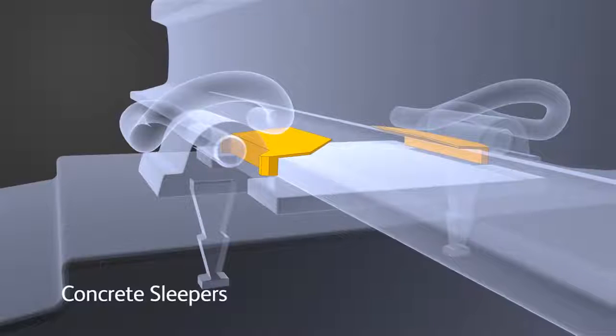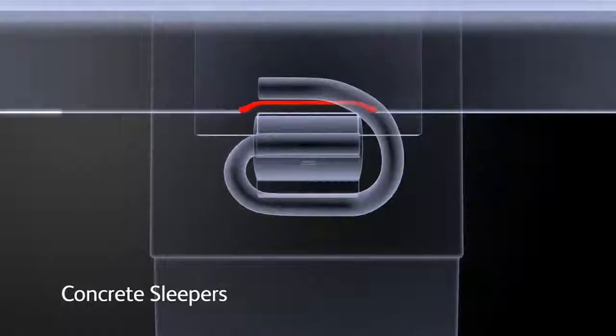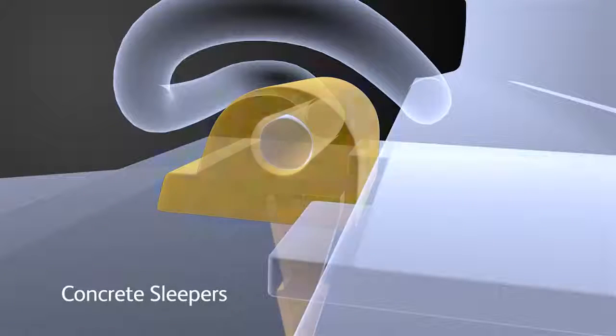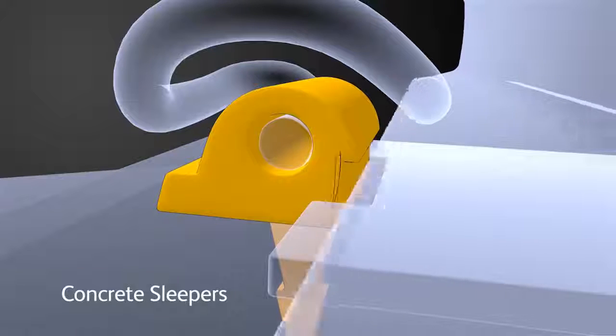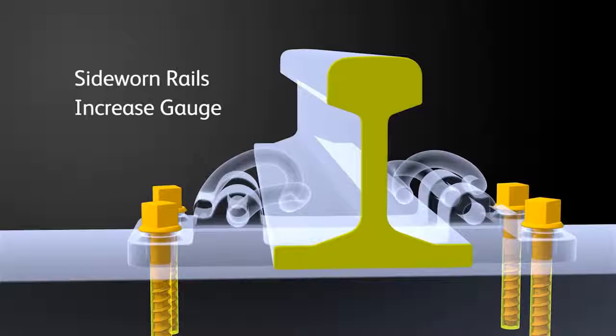On concrete sleepers, rail insulators can get worn or fall out, and the adjacent rail foot can show signs of wear. If this happens on both rails on the same sleeper, then wide gauge can happen. All gauge faults can be more severe if there are side-worn rails present.